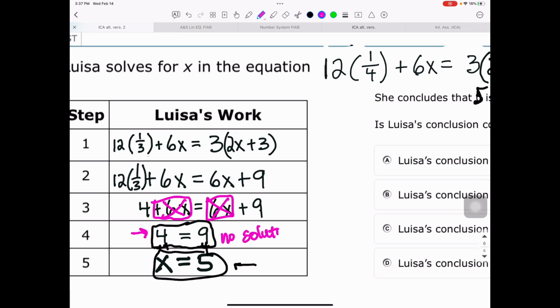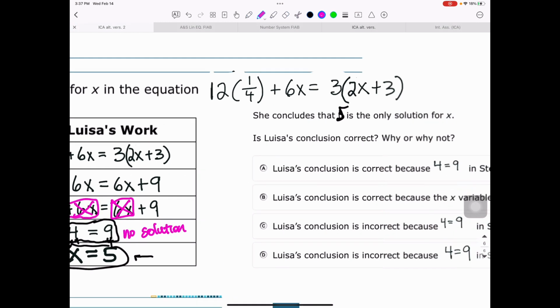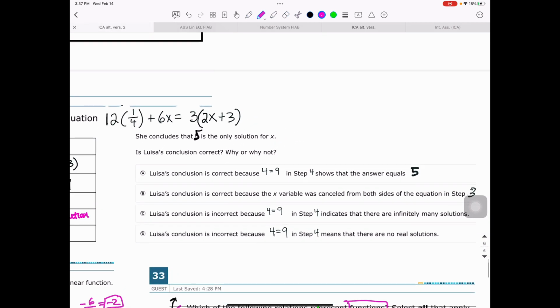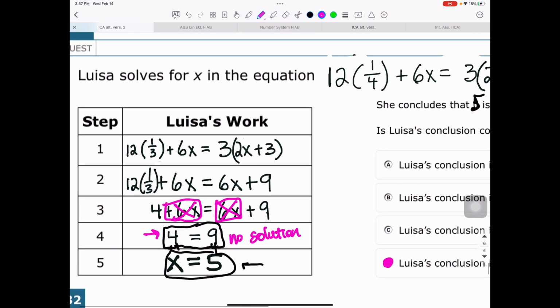You've done all the work right. She just didn't know what it meant. So she did all the work right, and 4 equals 9 means that there are no solutions, right? So in a lot of these problems, the work is going to be right, they just don't know what it means. You're going to get to the end and get either 4 equals 4, which is infinite solutions, or 5 equals 6, which is no solutions. So 4 equals 9 is no solutions when the x's get rid of each other.